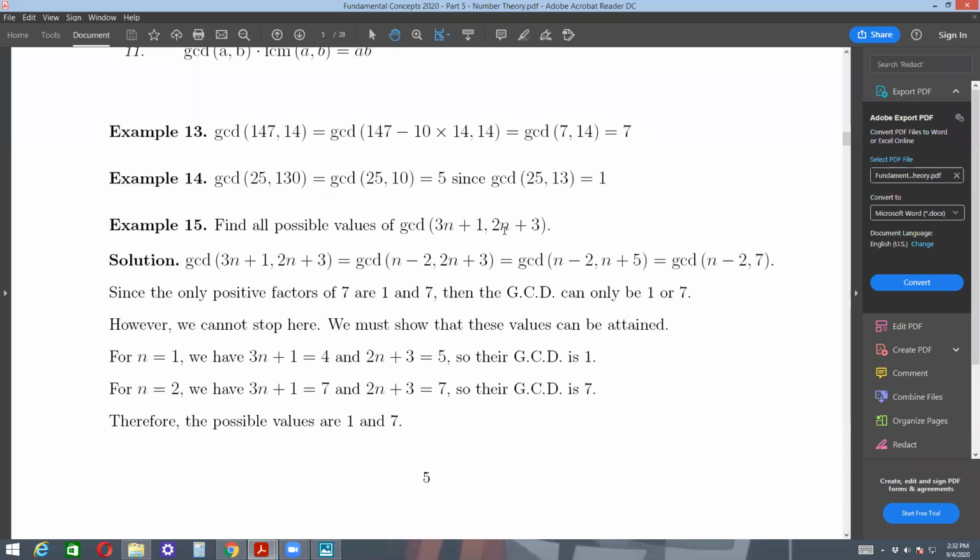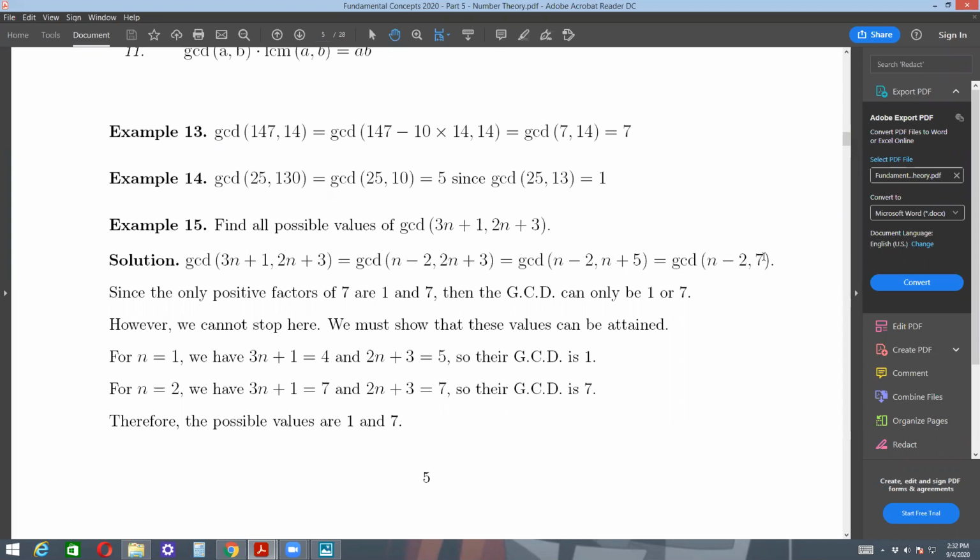Now, using the GCD properties, if it divides this and it divides that, it could divide this minus that, right? Which would be n minus 2. And then it would divide that minus that, which is n plus 5. And then it would divide this minus this, which would be 7. And you always keep the smallest one as you go, because you don't want to keep the largest one. The idea is to try to simplify it as much as possible.